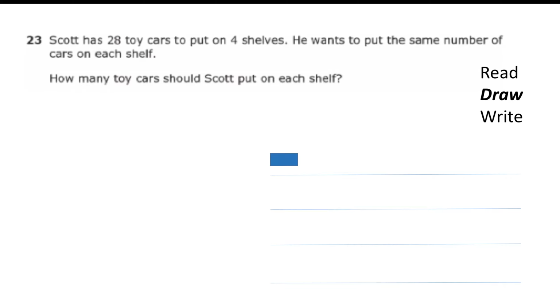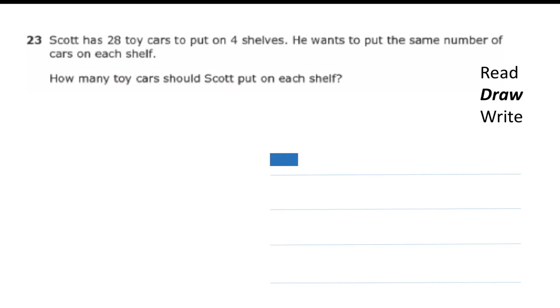Okay, the next thing that we're going to do is we need to divide this 28 into the 4 shelves. And we want each of the shelves to be equal. So I want you to pause this video and think, how can I distribute equally 28 cars on 4 shelves? If you know how to do it, go ahead and pause the video. If you need a reminder, I'm going to continue on.